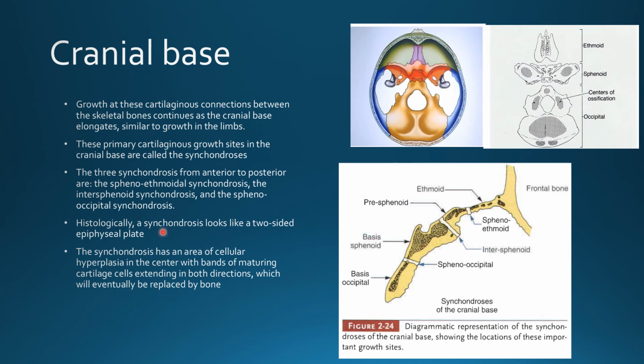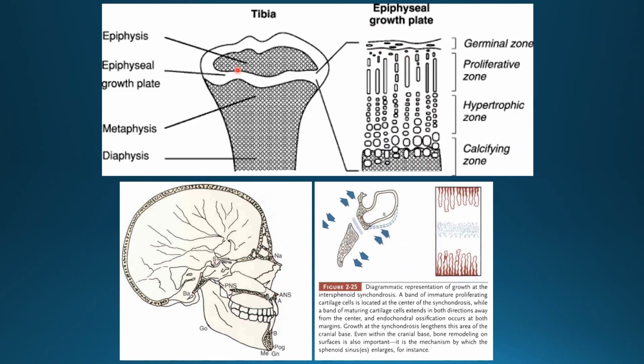Histologically, they look like a two-sided epiphyseal plate. يعني there are cartilage cells proliferating in both directions from these synchondroses, and as they proliferate, they get ossified and they add to the length of this cranial base. So remember the epiphyseal plate where the cartilage is growing in both directions, very similar. You can think of the synchondroses and they are elongating the cranial base in both directions.